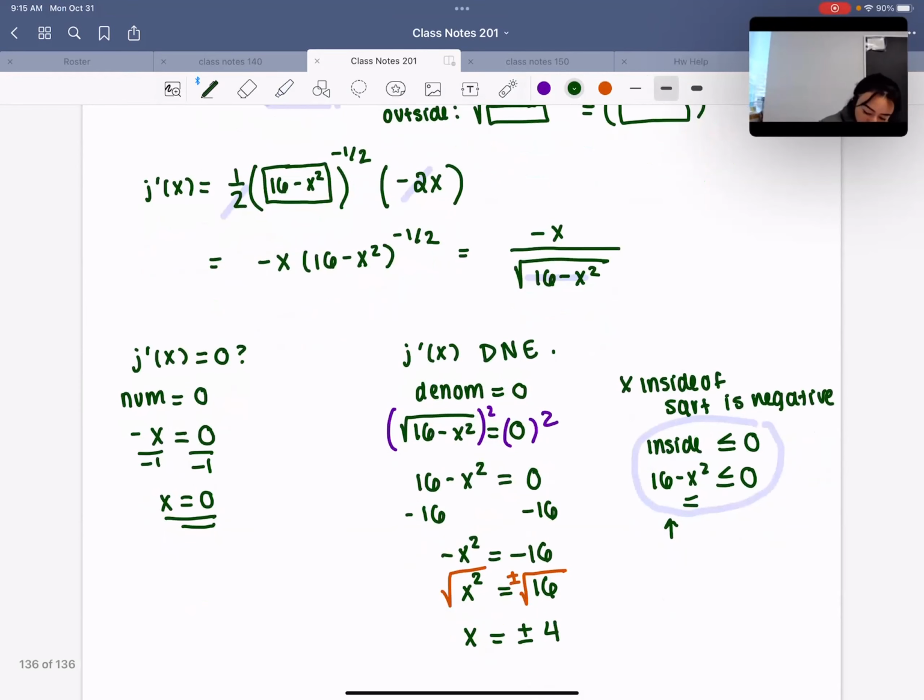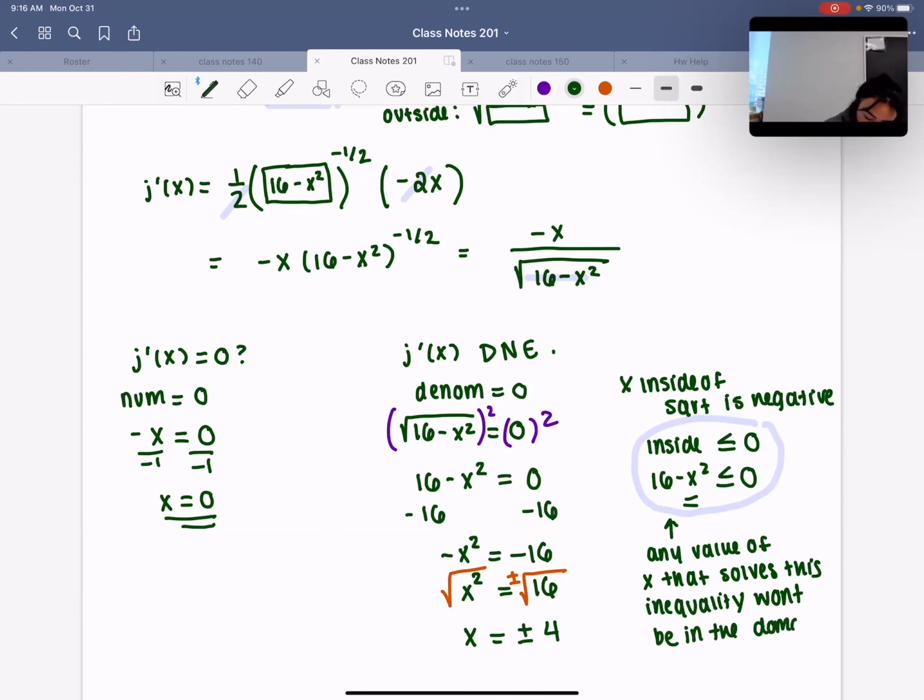So let me write this out, okay? Don't really have a good way of saying this, but any value of x that solves this equation or inequality won't be in the domain of the original function.